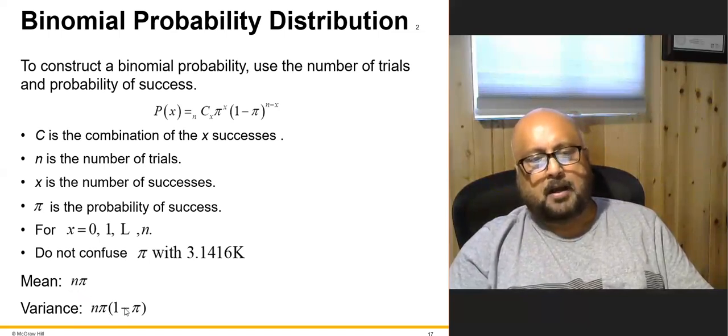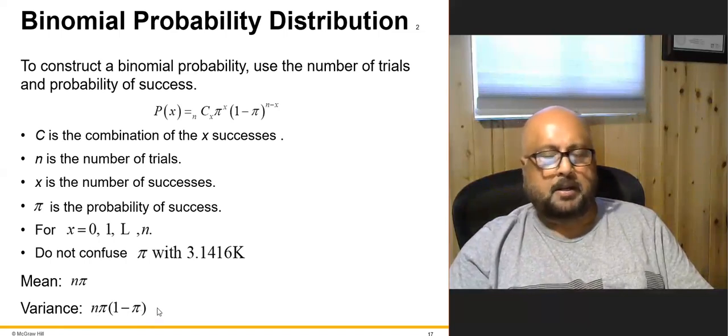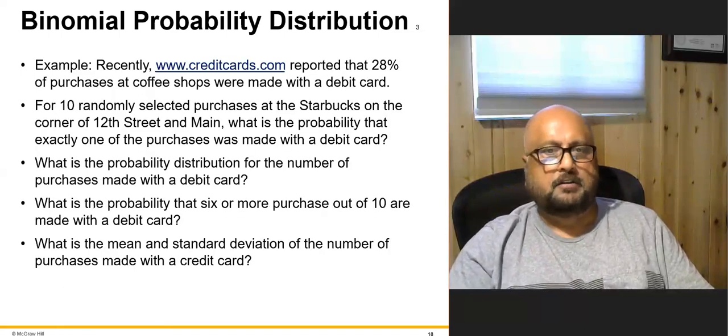variance is n pi in parentheses 1 minus pi. So these are the formulas to use. Let's see the application of this formula.